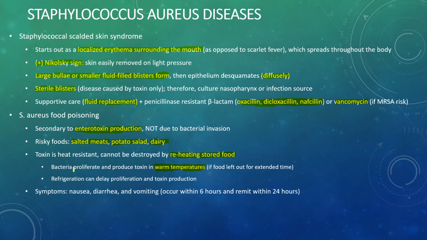So symptoms include nausea, diarrhea, and vomiting. It has all three happening pretty rapidly and remitting pretty rapidly as well. So it's a rapid onset, rapid offset disease. So the treatment, you don't need to give any antibiotics for this. You just need to give supportive care, give fluids, and the symptoms should resolve on their own.